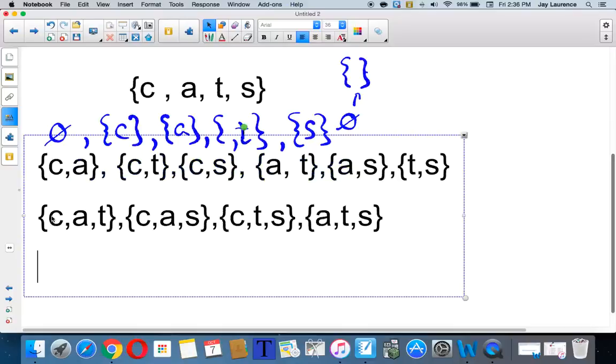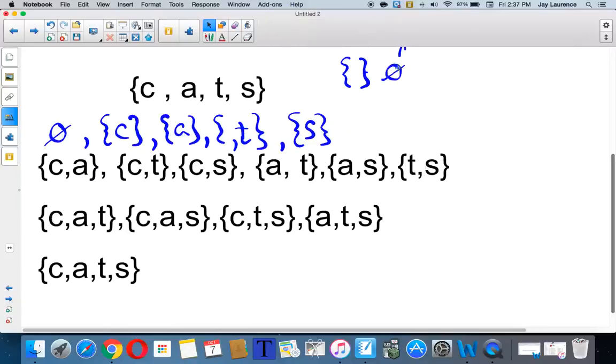And then finally, every set is a subset of itself. So I actually listed that one there.